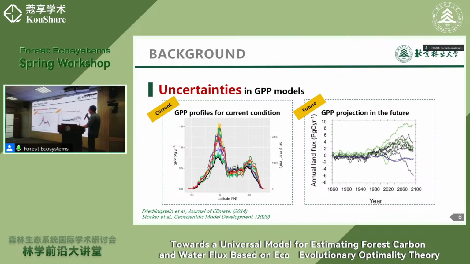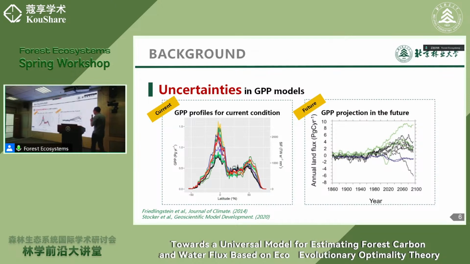The first example is from a paper in GMD in 2020. Benjamin Stocker compared the uncertainties from different GPP models, and you can see here there are huge uncertainties between different GPP products, whether based on remote sensing or on land surface models. Part of this uncertainty comes from the different input data sets used to describe the meteorological conditions, but there are still huge uncertainties within different GPP models.